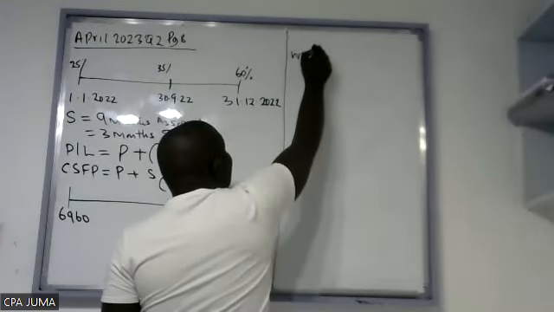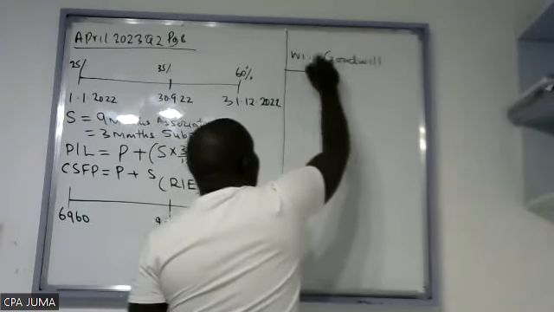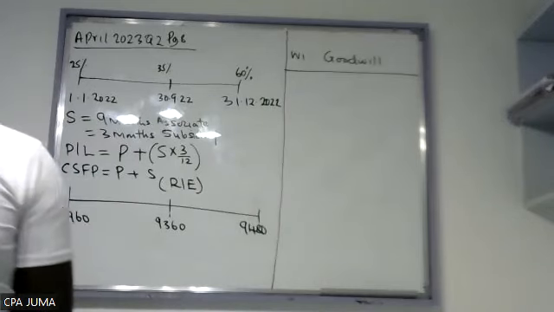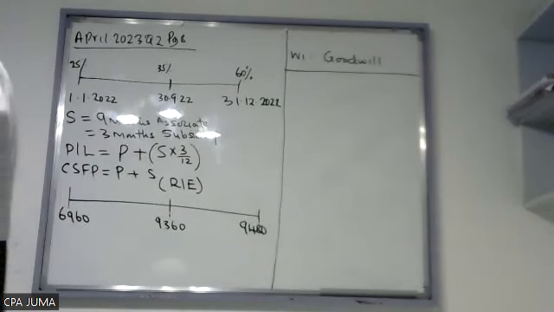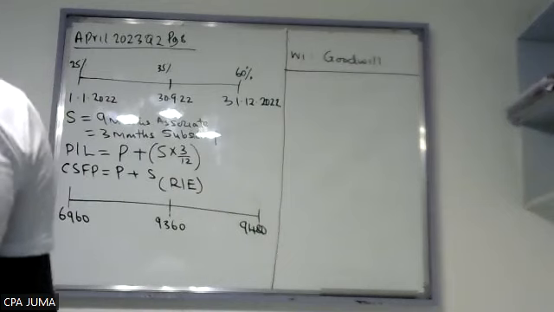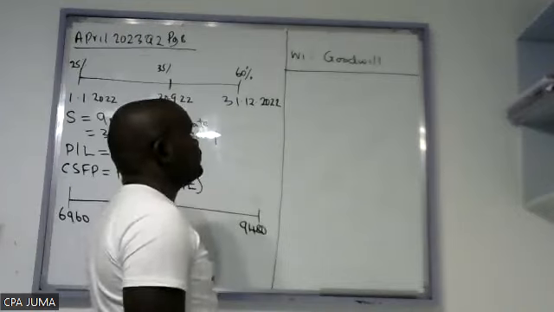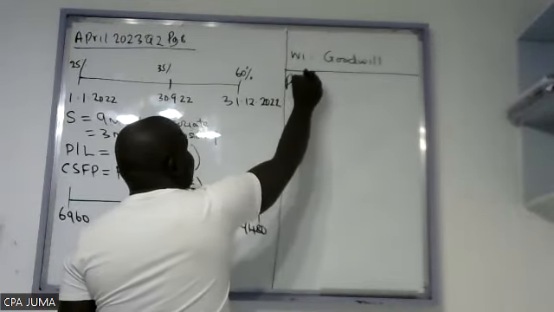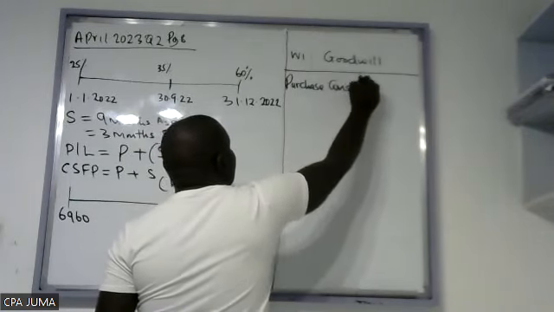So working one, let's start with goodwill computation. So have goodwill there as our first working. This one was just analysis. That was just analysis. So goodwill, as you know, starts with purchase consideration.